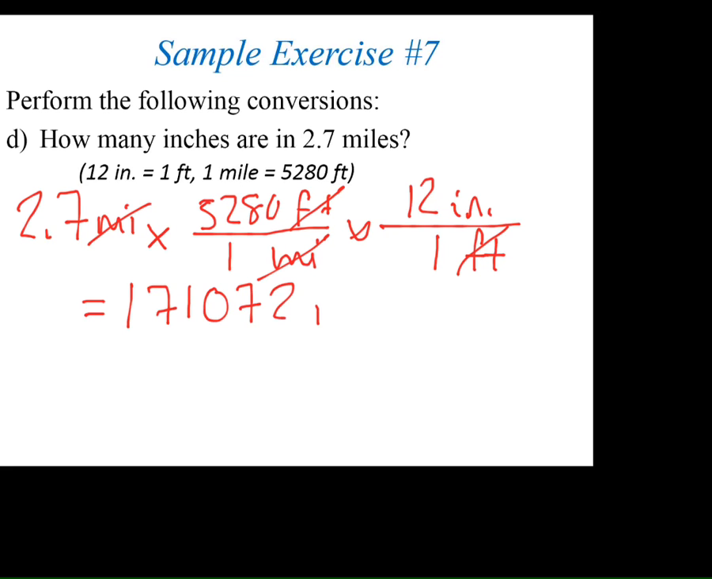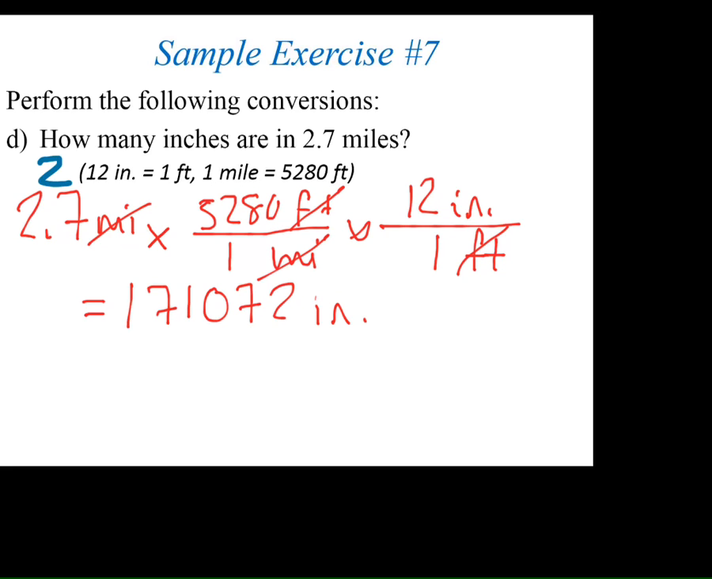$171,072 inches. Okay, well that's a whole lot of digits. Let's see which of those are actually significant. So 2.7. How many is in that? 2. 5,280. How many is that? 3 are exact. Why is that exact?